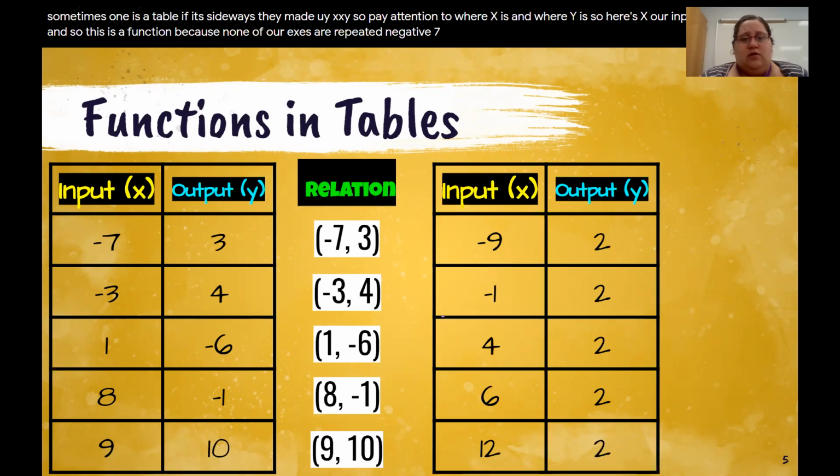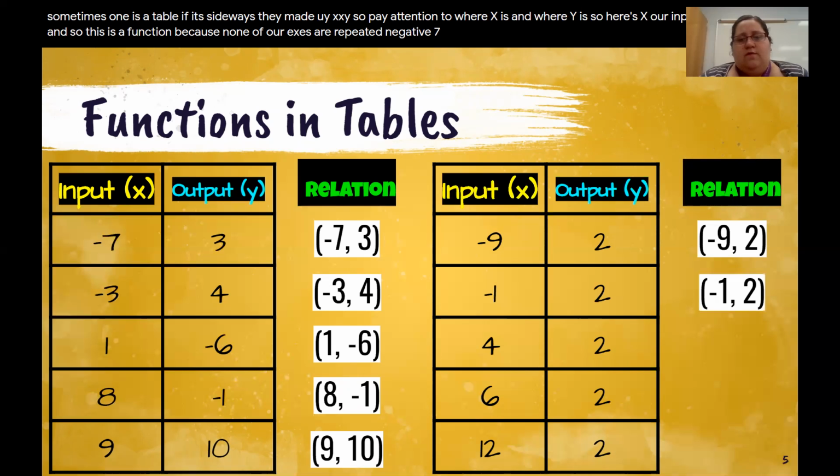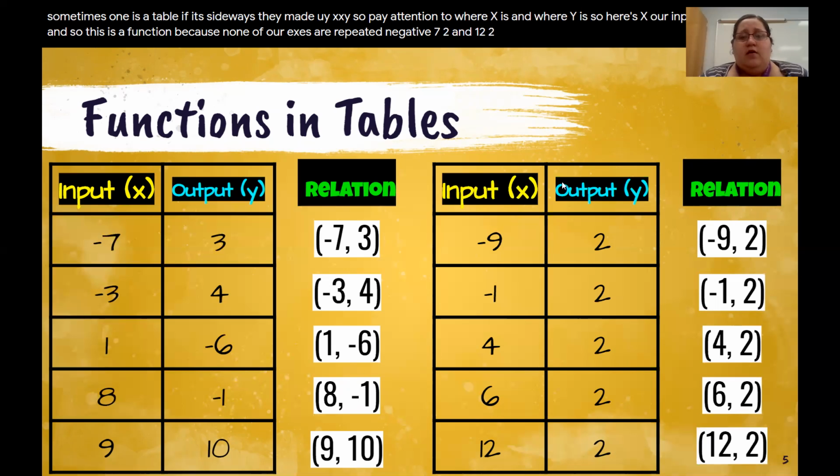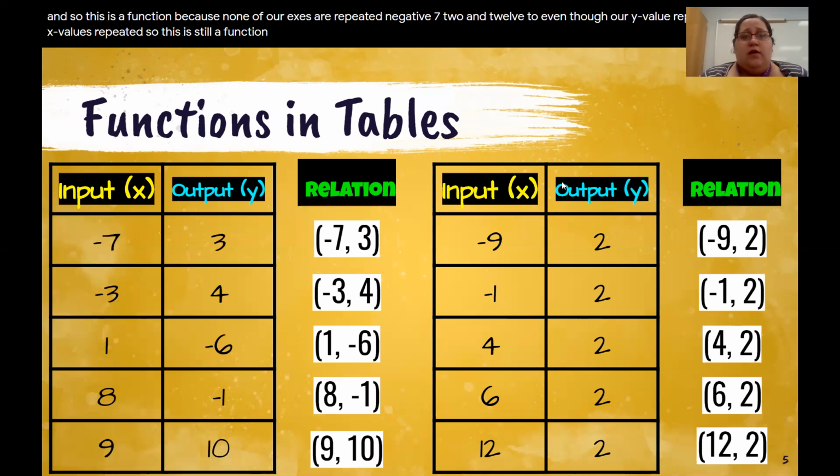So let's look at another one. We have -9, 2, -1, 2, 4, 2, 6, 2, and 12, 2. Even though our y value repeated, none of our x values repeated. So this is still a function. Remember, it's only not a function if our x repeats. Y can repeat as many times as it wants, but you never want to repeat your x.